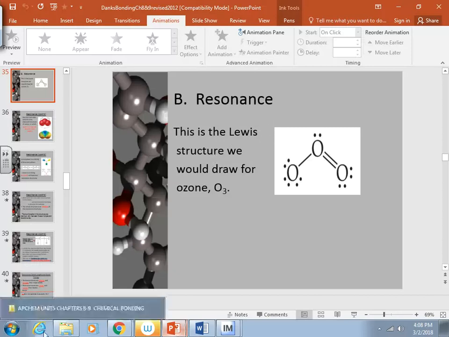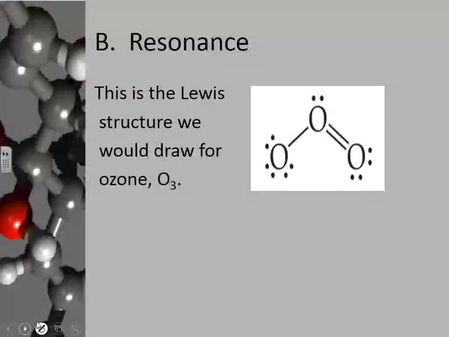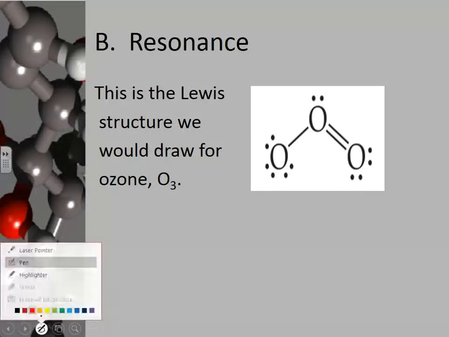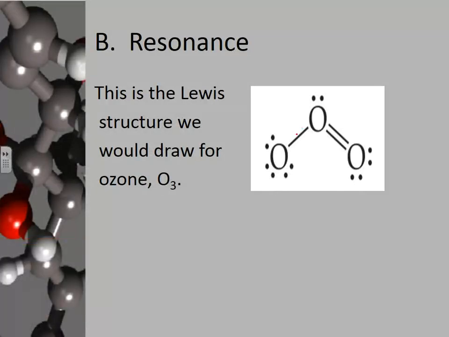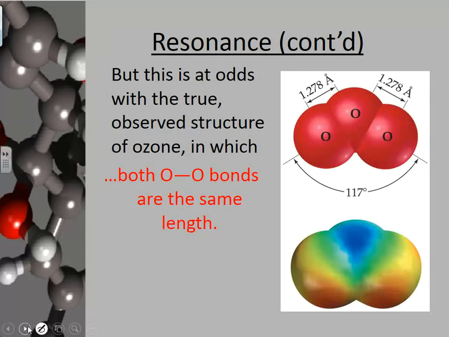This is a Lewis structure for ozone. If you were to draw the Lewis structure for ozone, this is its Lewis structure. And notice you have a single bond here and a double bond here. Well, you could just as easily have drawn the double bond on the opposite side and the single bond on the other side. So that structure that I just showed you on the other slide is at odds with what the true observed structure for ozone is.